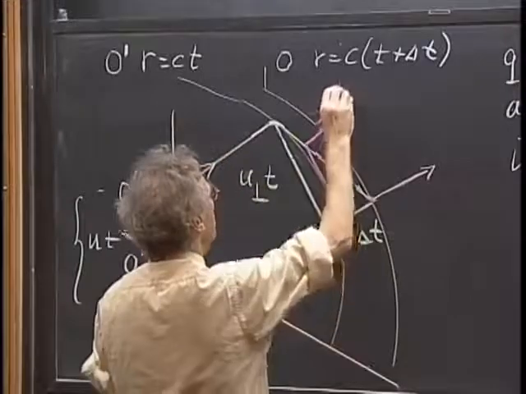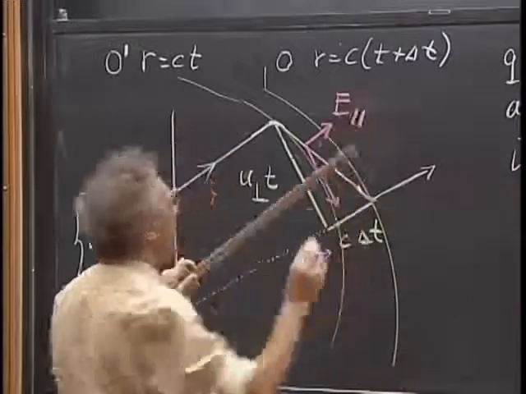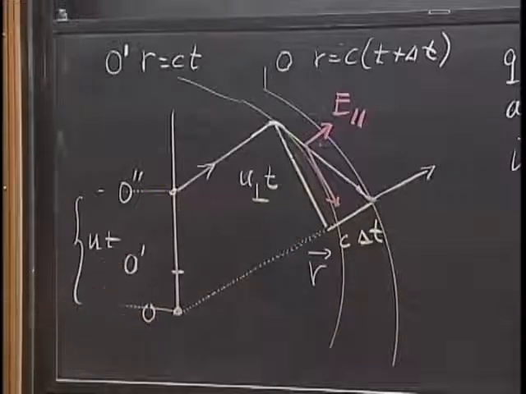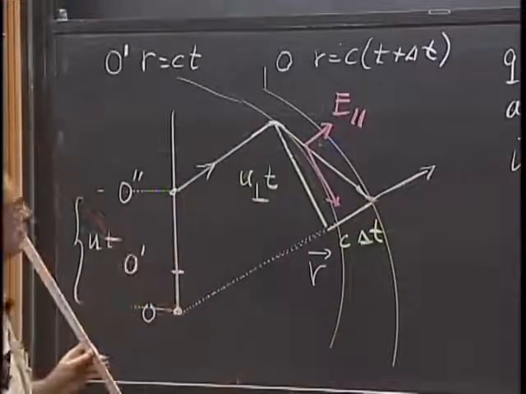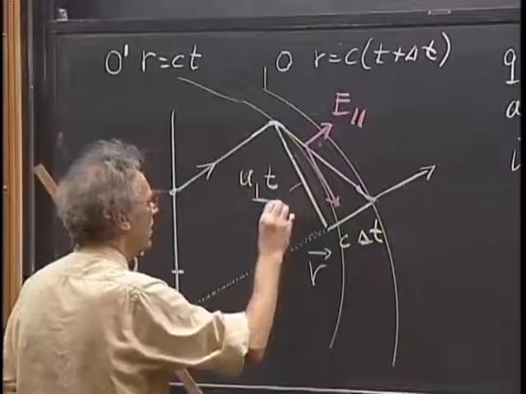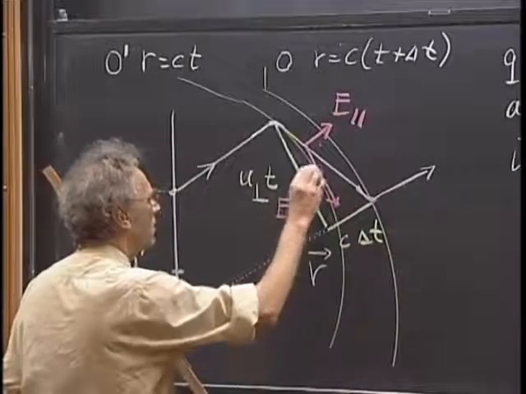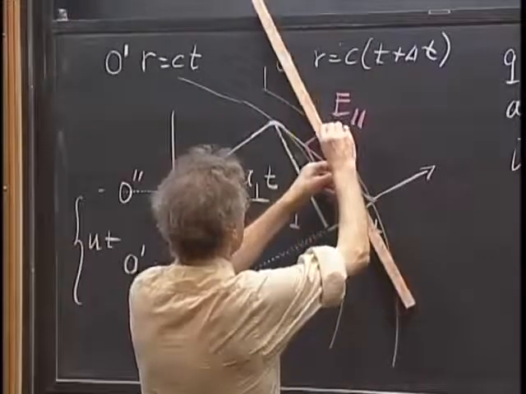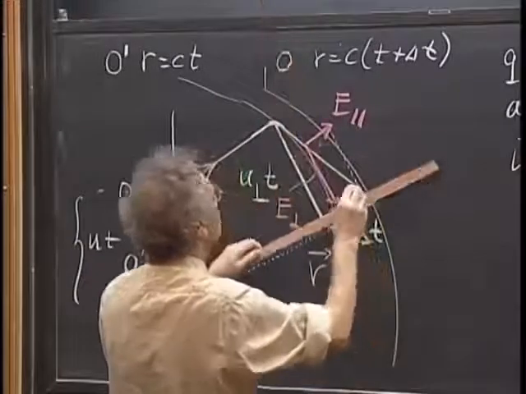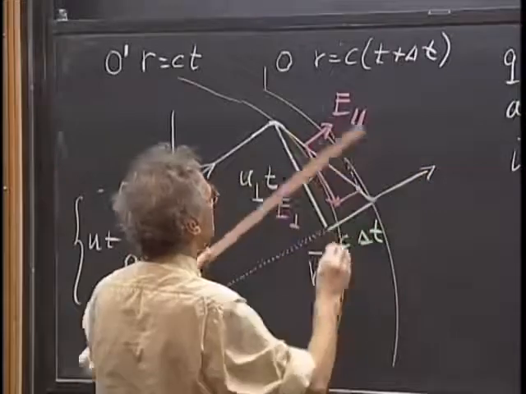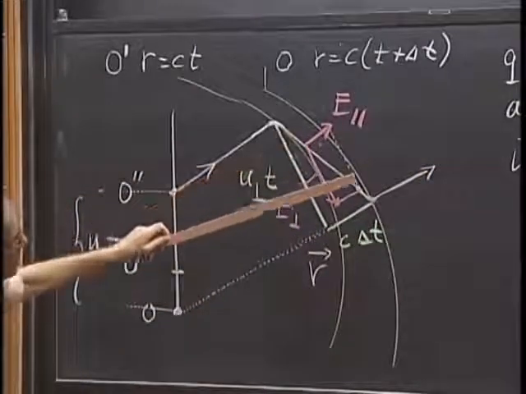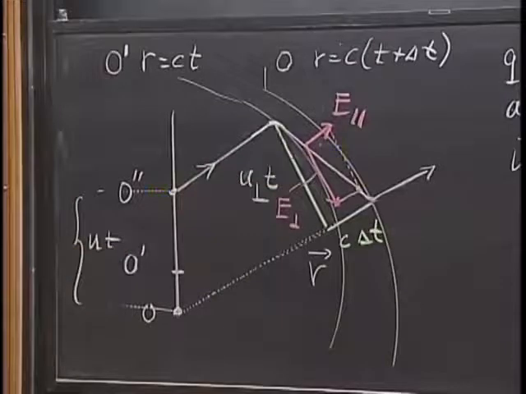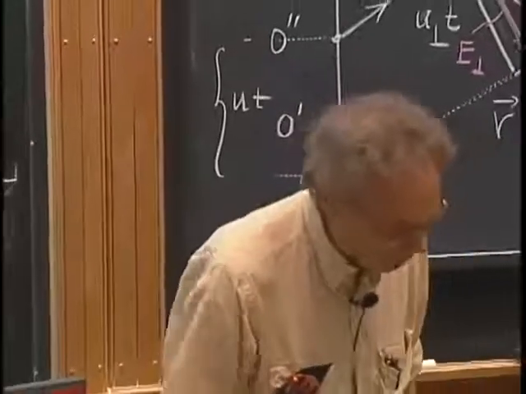And I call this one E parallel. My notation parallel always means parallel to r, and my notation perpendicular always means perpendicular to r. And so this then would be called E perpendicular. And this line here is a triangle. This triangle that you see here is congruent with this green one. That's why I gave you the dimension of the green one.